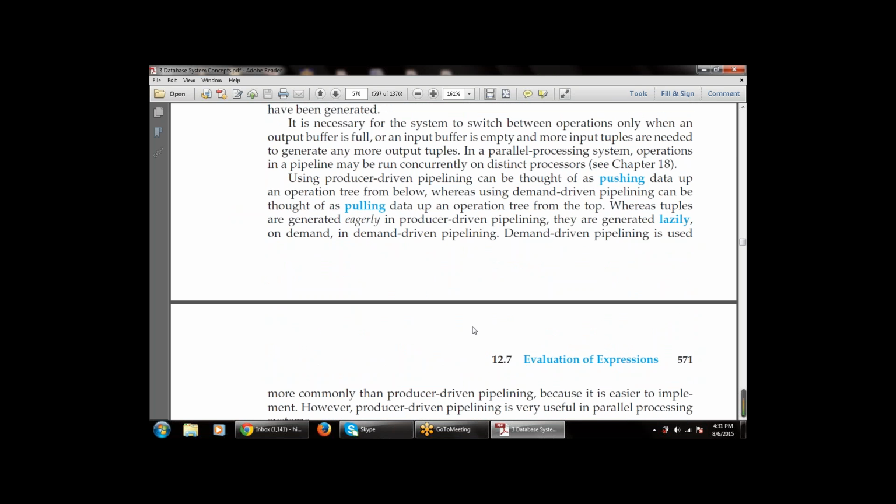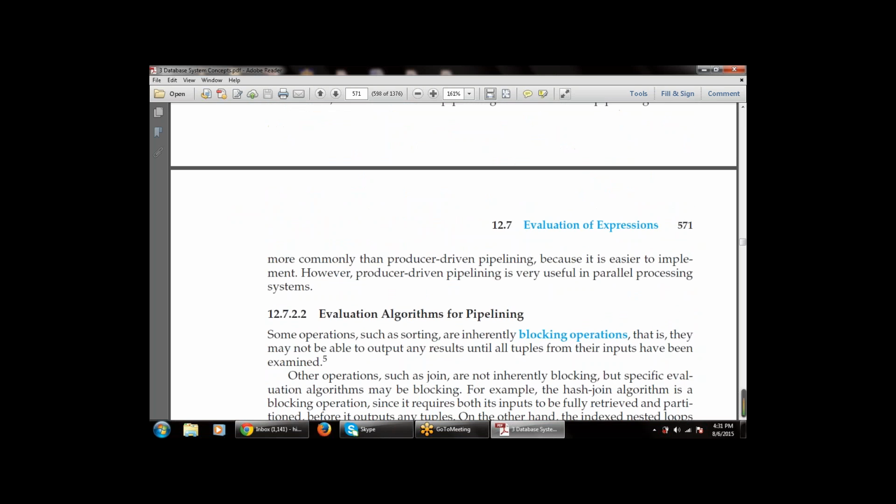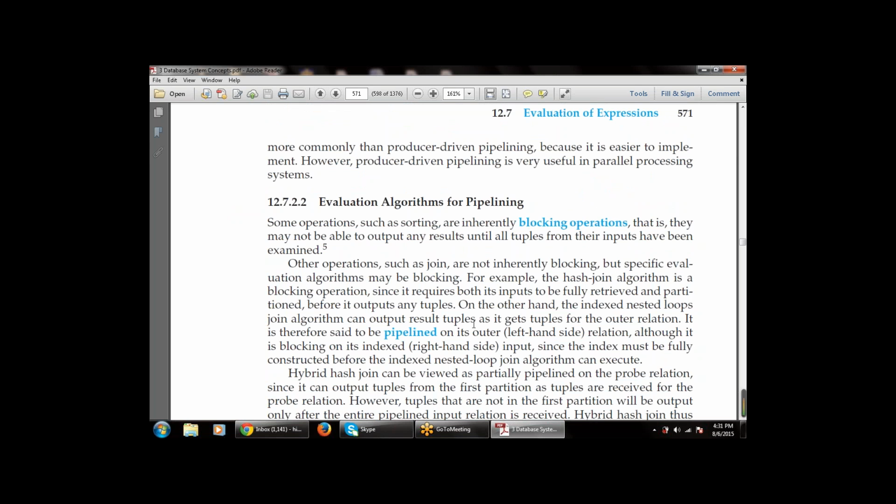And there will be a pushing method, a pulling method, and a lazy method that is used. Then the evaluation algorithms for pipelining, that is, what are the various evaluation algorithms that are used for pipelining.